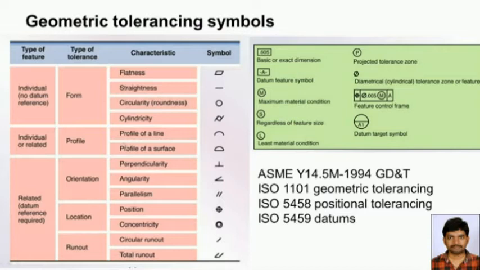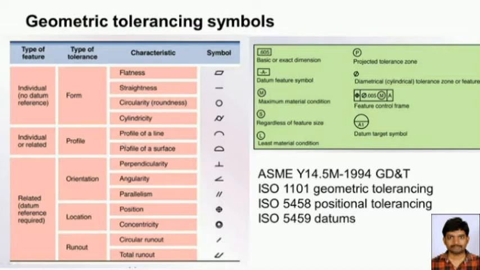So you can see here the different kinds of features, individual features, and the types of tolerances: form tolerance, profile tolerance, orientation, location, runout. In the form we have different characteristics like flatness. So we have flatness, and this shows how flatness is indicated on the drawings.